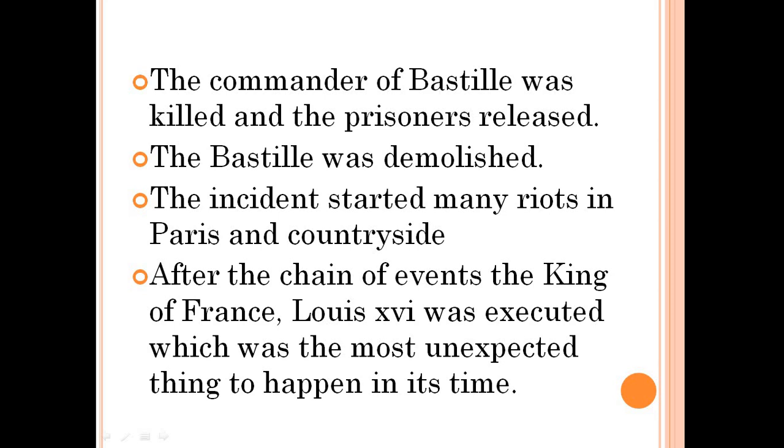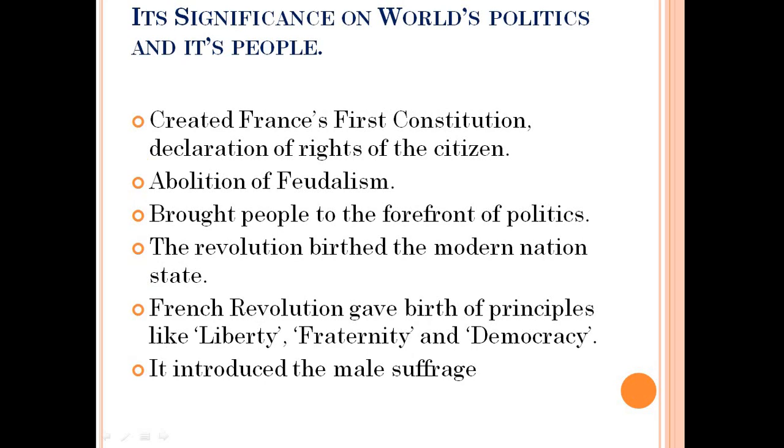Why do we see the French Revolution as having its own prestige and reputation in world politics? What was the reason behind it? Why is the French Revolution so important in world politics? The most important reason is that it presented France with its first constitution.